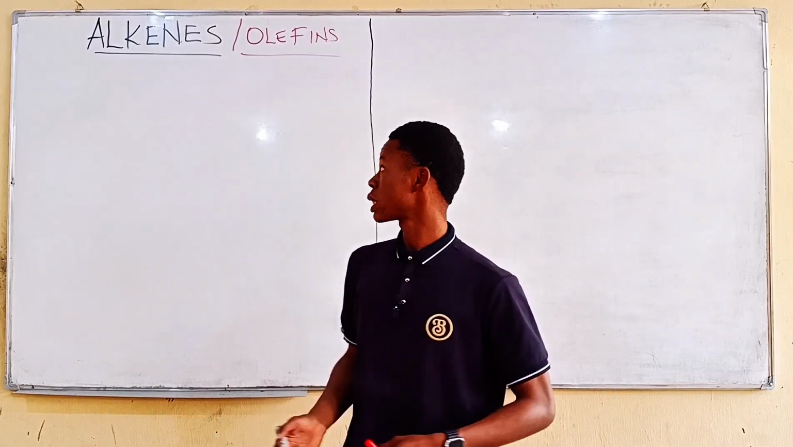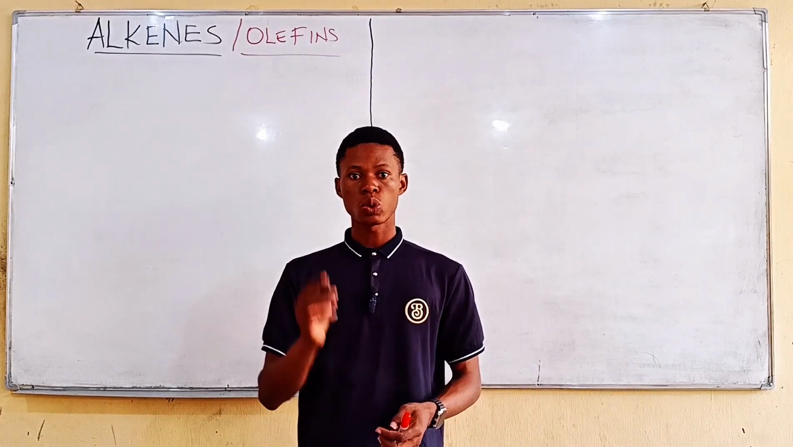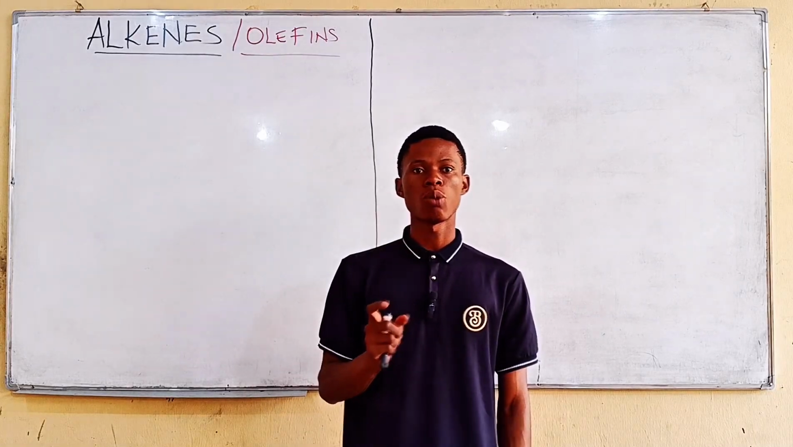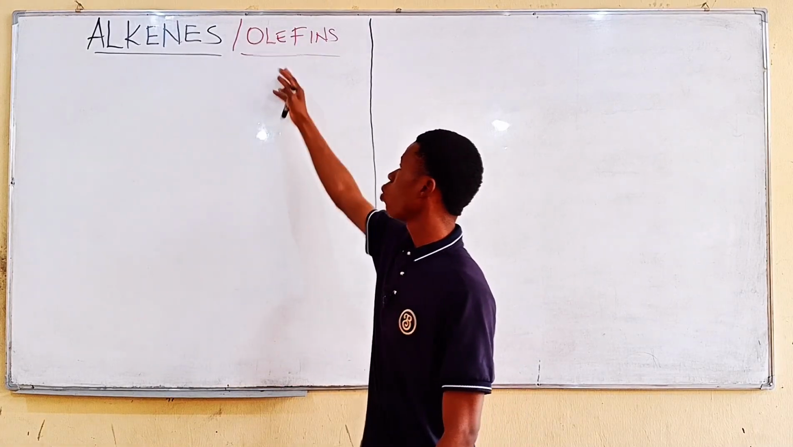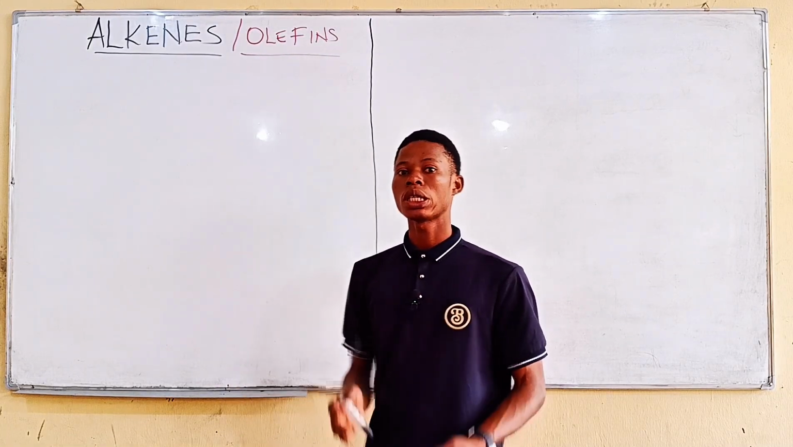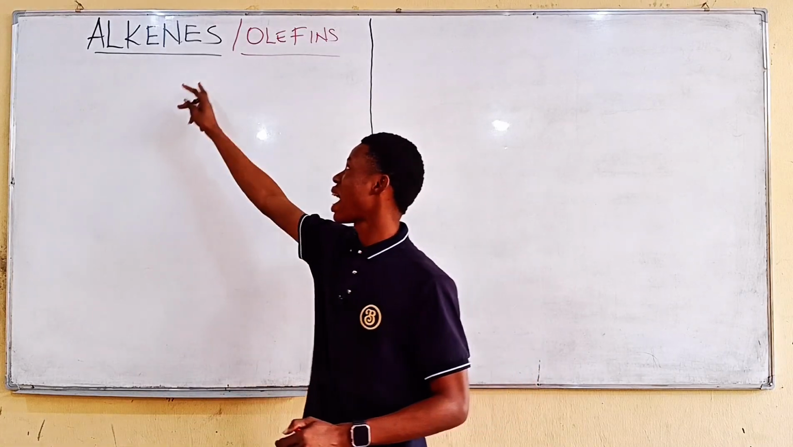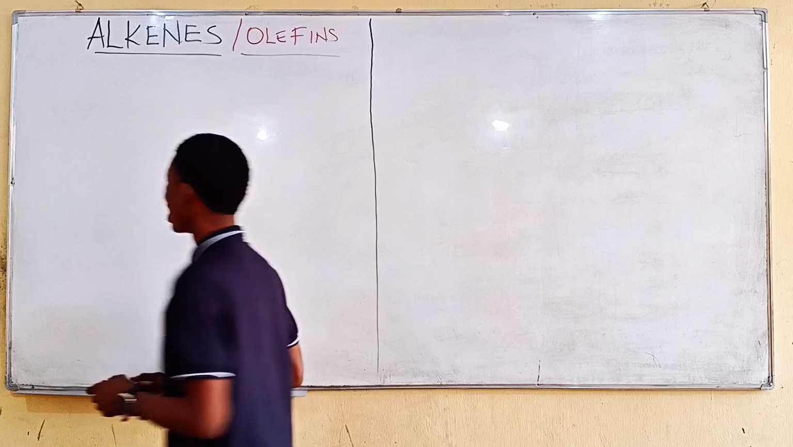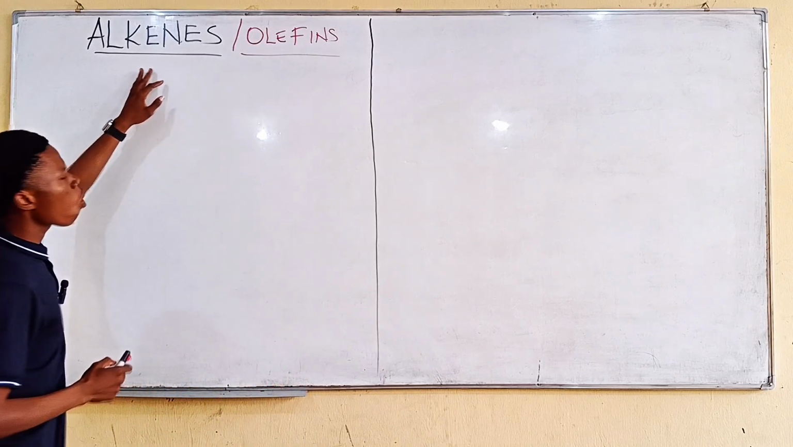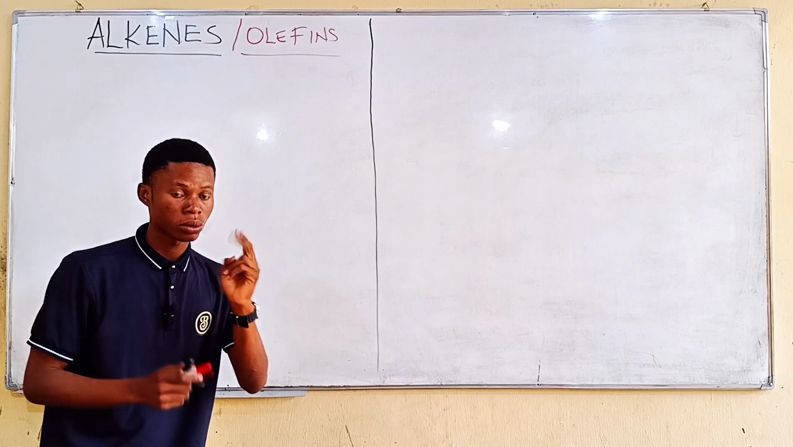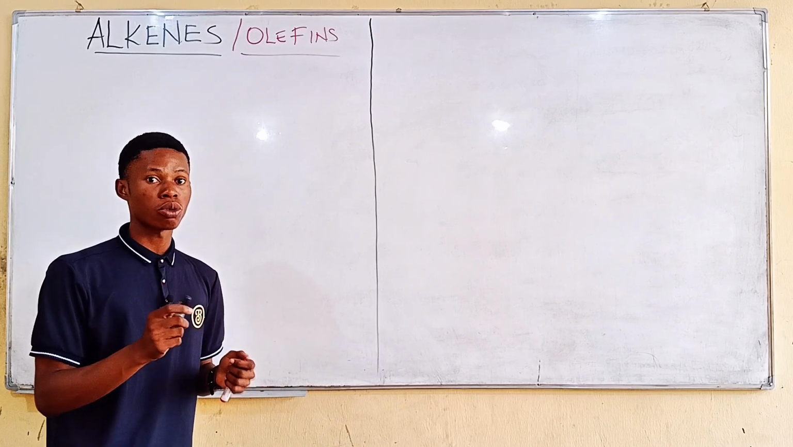In the previous video, we looked at alkanes, but today we are going to be looking at alkenes. The first thing I want you to know about alkenes is that they are also called olefins. So in case you see olefins in an exam, know that what they're talking about is alkenes. Alkenes are unsaturated hydrocarbons with a double bond.